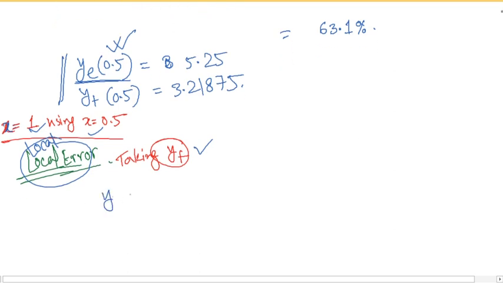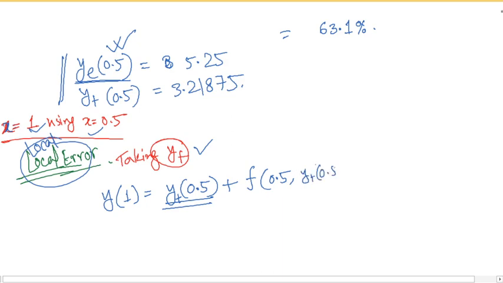Okay, the similar thing now we'll be using y1 will be obtained using the previous value y 0.5 plus f at 0.5, and we don't know this value yet, we know this value, sorry, and we'll be using true value of 0.5 in this case. So this yt 0.5 is here, or we can say yt 0.5 is this one, so 3.21875 multiplied by 0.5, the step size h.